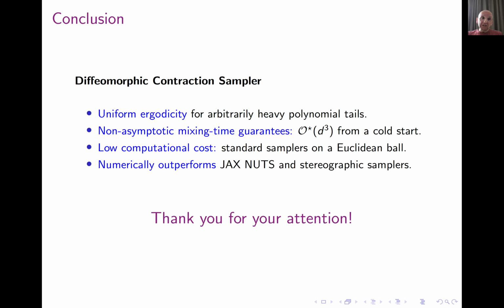So to conclude, this diffeomorphic contraction sampler is a new sampler that is uniformly ergodic for arbitrarily heavy polynomial tails. It has non-asymptotic mixing time guarantees, which are of order d cubed from a cold start in the case of hit-and-run. It has low computational cost because the parametrization on the ball is efficient, and it outperforms the state-of-the-art JAX NUTS implementation, as well as the stereographic projection samplers, in the specific numerical examples we looked at.